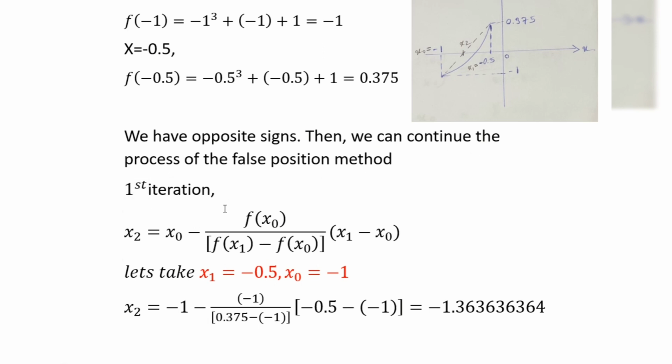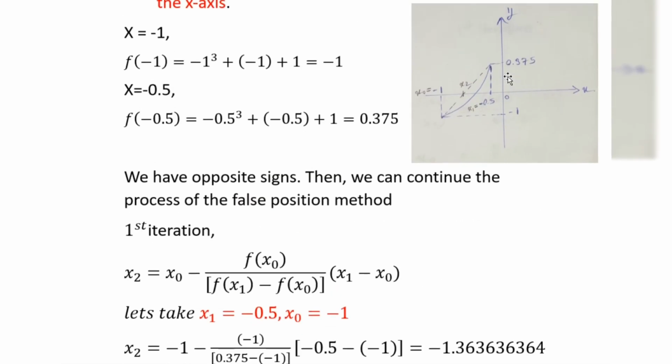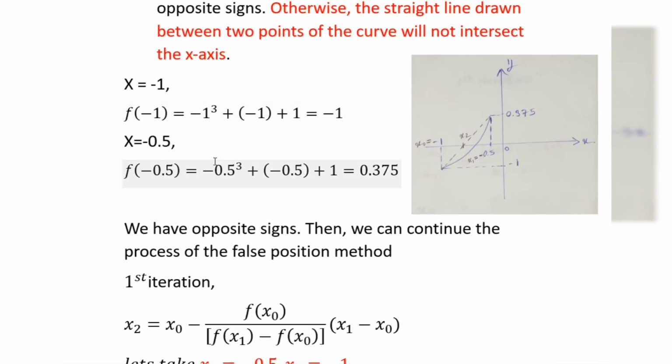For the first iteration, x2 can be found using this equation. I have taken x1 equal to -0.5 and x0 equal to -1. When substituting these values into the equation, for x2 we have a negative value. Now we need to check the sign of f(x2). When substituting the x2 value into the function, we have a negative sign. It means the root is between x2 and x1, because f(x2) has a negative value and f(x1) has a positive value, because I have taken x1 equal to -0.5. Therefore, f(-0.5) is a positive value.